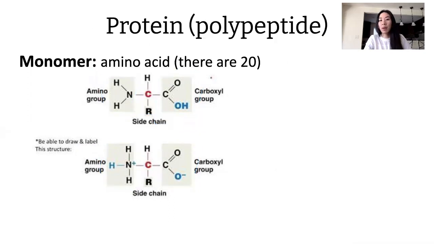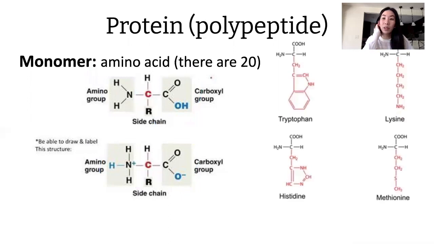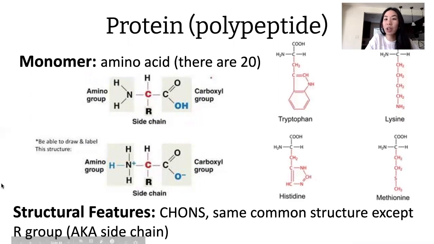Based off your warm-up question today, I think a lot of you are familiar with identifying the R group. So here are some examples. The red sections would be the R group, and the structural features of amino acids will be CHONS. So sulfur is included, and they have the same common structure except for the R group, also known as the side chain.